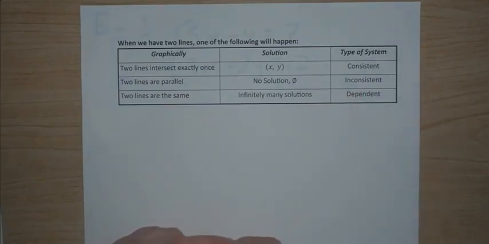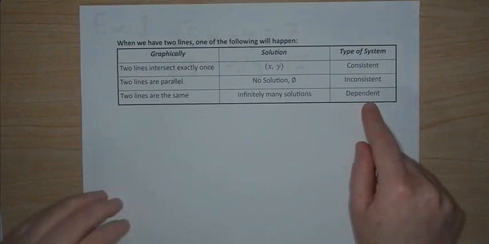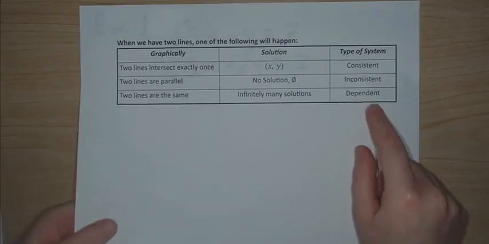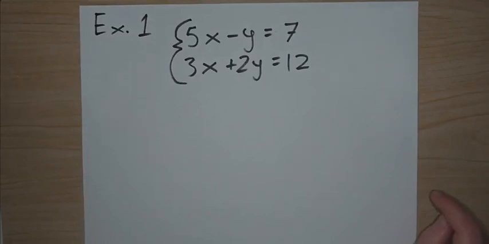If the two lines are exactly the same, then there's infinitely many solutions because they're always intersecting with each other, and the type of system that's considered is dependent. So we're going to find out if this system of linear equations intersects at all. So we have these equations and we want to solve them using substitution. That's our method. There's different methods, but for this example we'll use substitution.